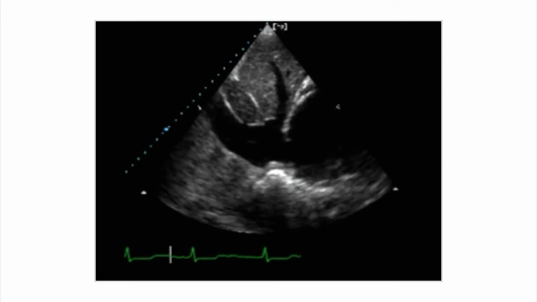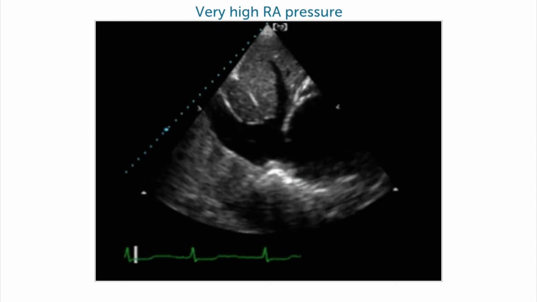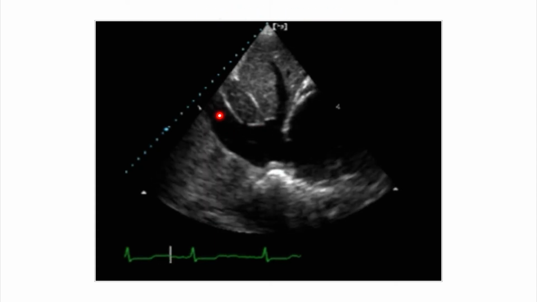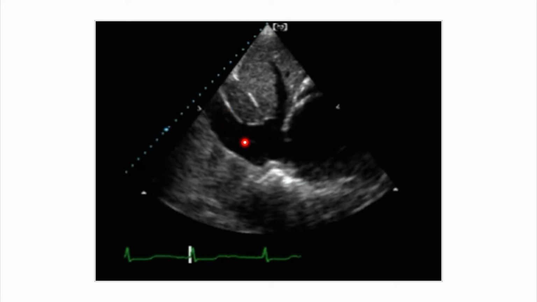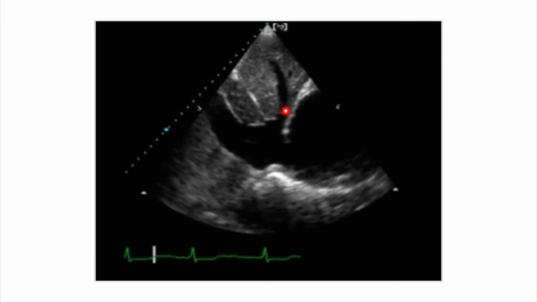This is an example of a patient who has an extreme form of elevated right atrial pressure. And in this case, you not only see that the vena cava is massively dilated, maybe even 3 or 4 centimeters, but that this congestion translates also into the hepatic veins.